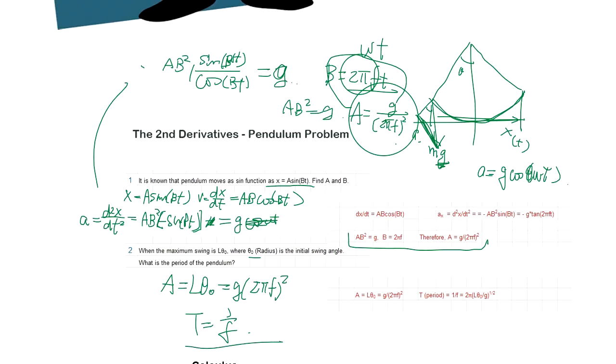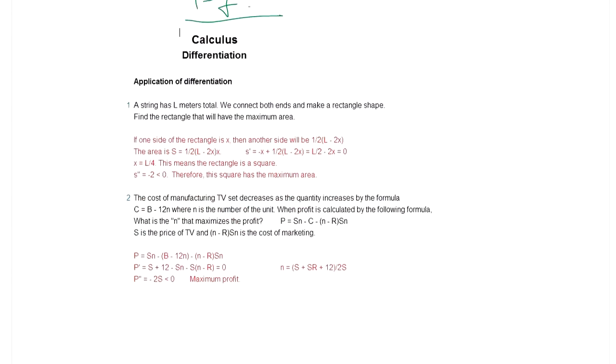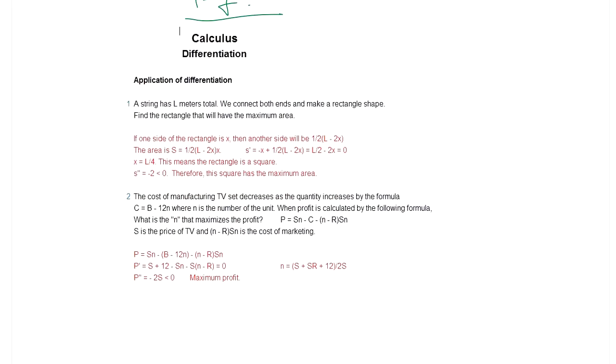Okay, so calculus, differentiation. Application of differentiation. A string has L meters total. We connect both ends and make a rectangle shape. Find the rectangle that will have the maximum area. Well, this one we actually did in the quadratic equation, but we use calculus this time. Total L, right?